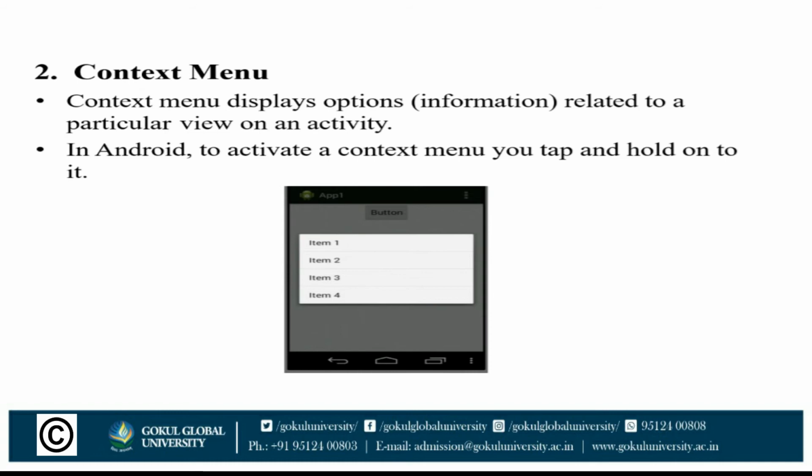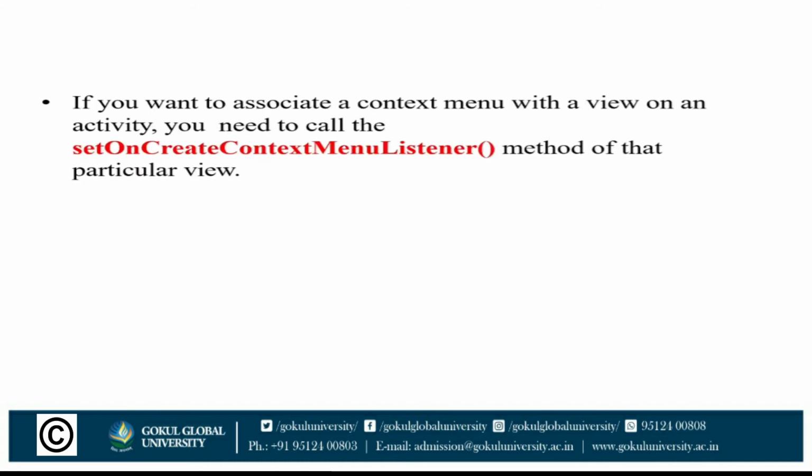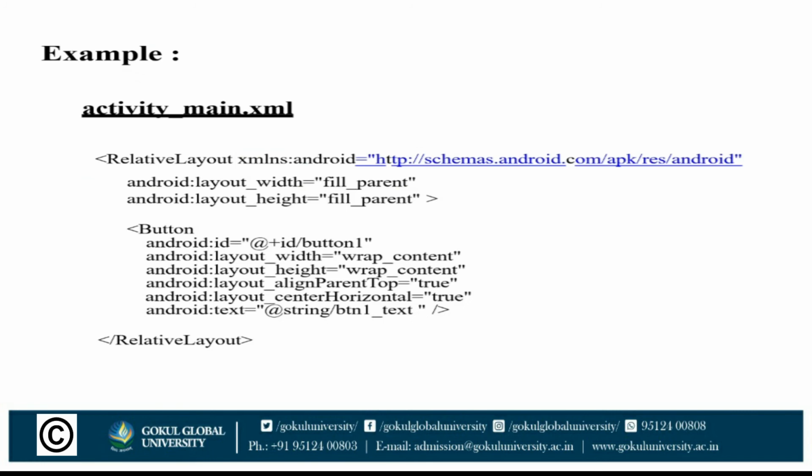Context menu. A context menu displays options related to a particular view on an activity. In Android, to activate a context menu, you tap and hold on it. If you want to associate a context menu with a view on an activity, you need to call the setOnCreateContextMenuListener method of that particular view. Let's understand the context menu through an example.